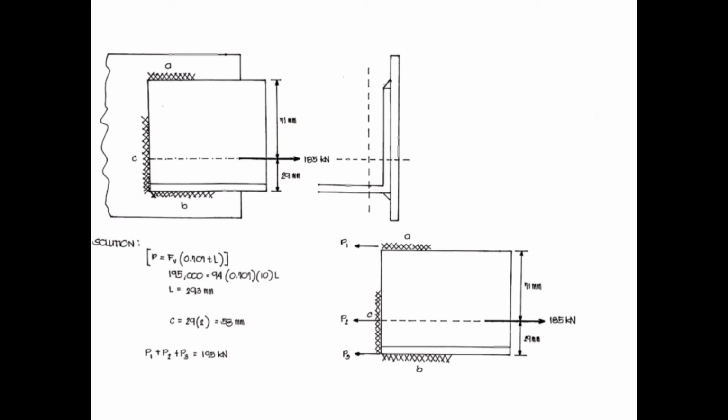So for C, which is the length sub 3, we have 29, which is the value of Y sub 2, multiplied by 2, which is equal to 58 millimeter. So P sub 1 plus P sub 2 plus P sub 3 is equal to 195 kilonewton.